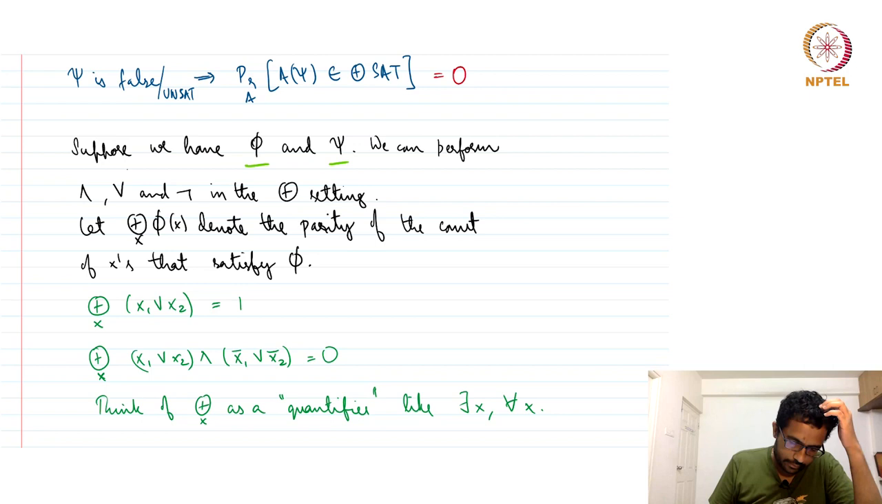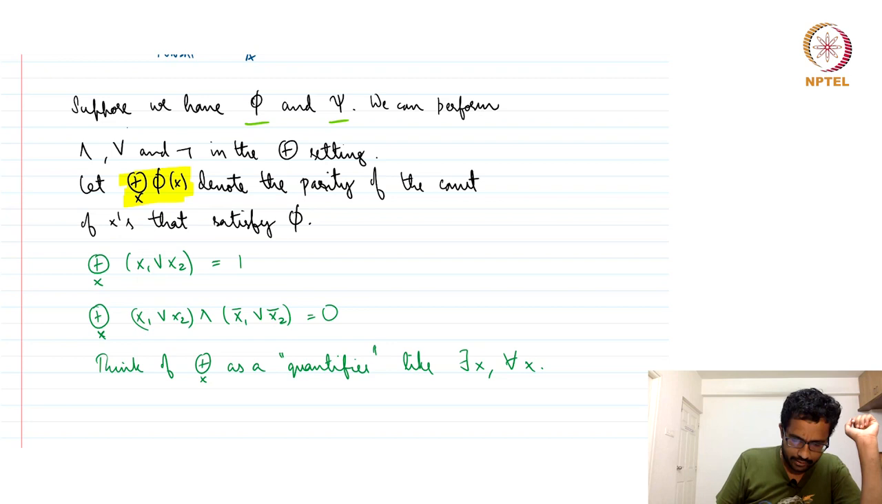Before that, let us denote this notation, parity subscript x, phi of x, to denote the parity of the count of the x's that satisfy phi, okay. So phi is a formula that has x as a free variable, then parity x, phi x denotes the parity of the number of x's that satisfy phi. So x could be a vector. x need not be just one variable, okay.